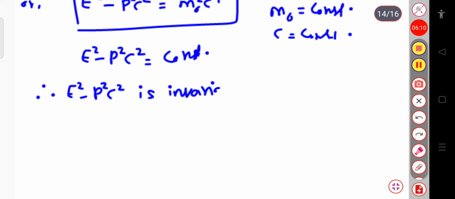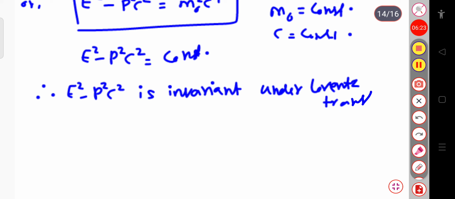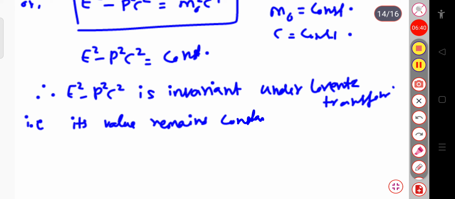It is invariant under Lorentz transformation. That is, its value remains unchanged, remains constant, in any inertial frame of reference.